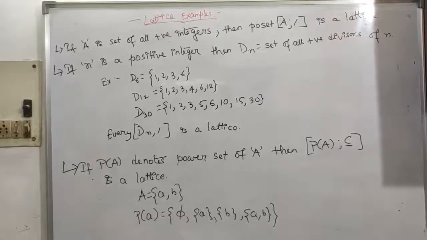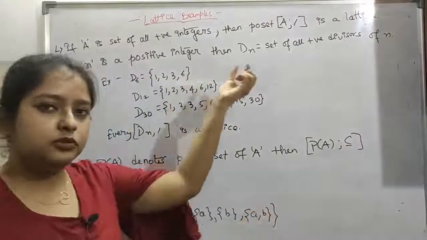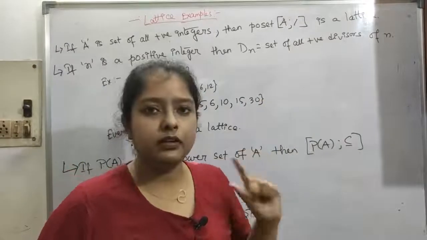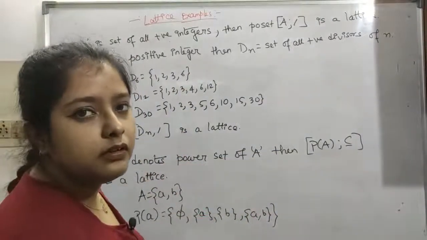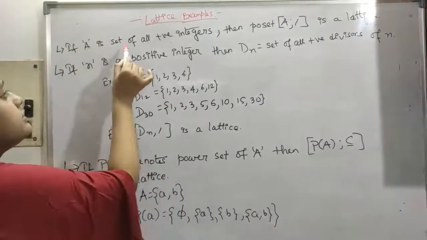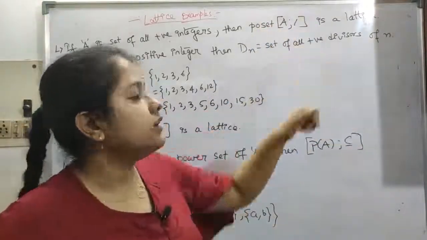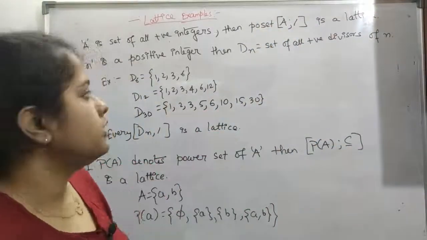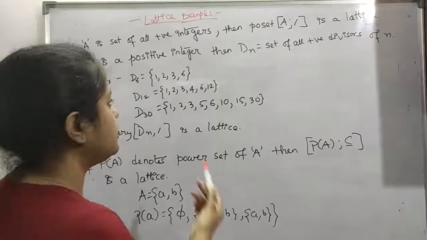Now let's see some lattice examples. We have already seen that if it contains both join and meet for every pair, then it is called a lattice. Or else, if only one of these is present, then it is called a semilattice. So now, if A is the set of all positive integers, then the poset A with divisibility is a lattice. Now next, we have used this, but I haven't told you what this is.